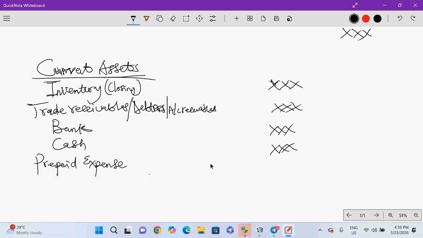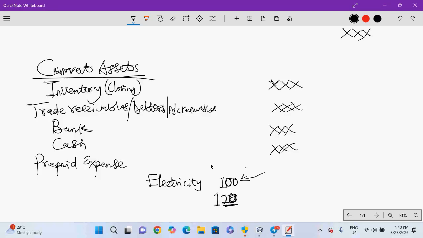Prepaid expense. Say you are owing an electricity bill, that is the example I've been using. Every month you are supposed to pay 100 cedis, and you have paid 120 cedis. Have you paid more or less? More. The 20 cedis that is extra is for you. It is an asset to you. Why? Because they have not rendered the services for you.